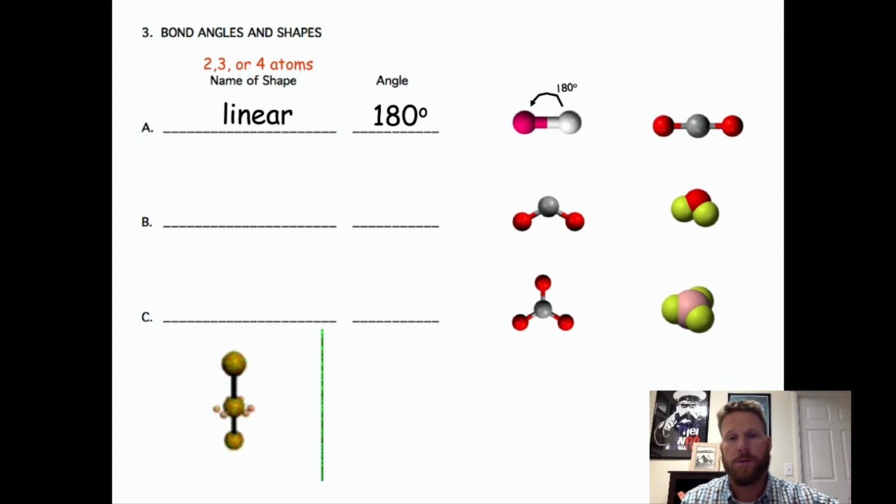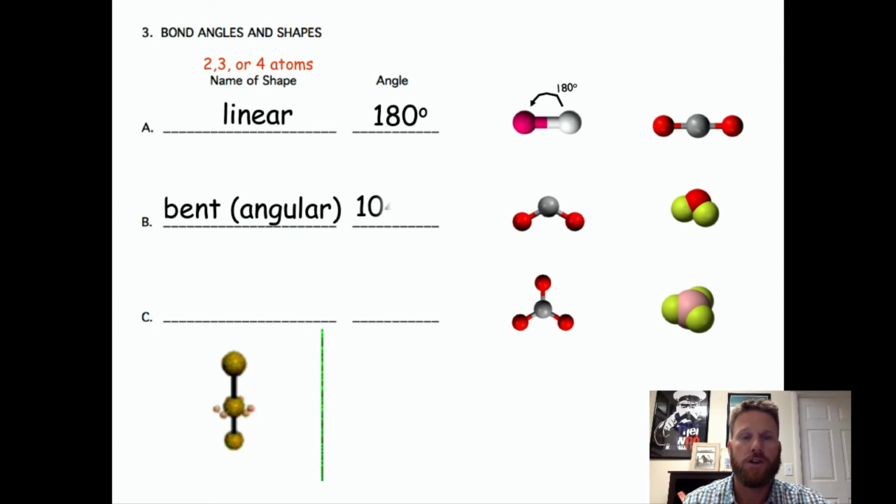Now the next shape you see is a bent shape or an angular shape. These molecules have 104.5 degree bond angles. These will only form when you have three atoms that are bonding together.